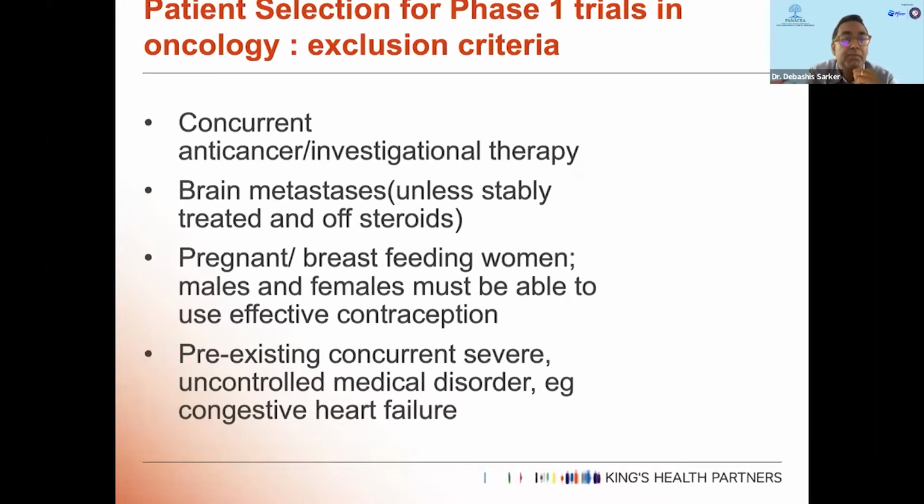Pregnant or breastfeeding women, and males and females who must be able to use effective contraception. So again, pregnant and breastfeeding women, unfortunately, is an absolute contraindication. And this last bullet point here really is about patients who have another ongoing concurrent severe and uncontrolled medical disorder, such as heart failure. These, again, are usually excluded.